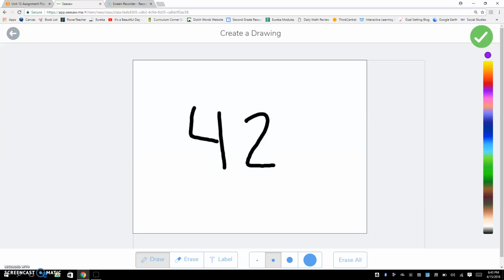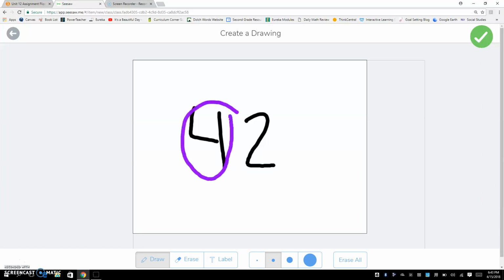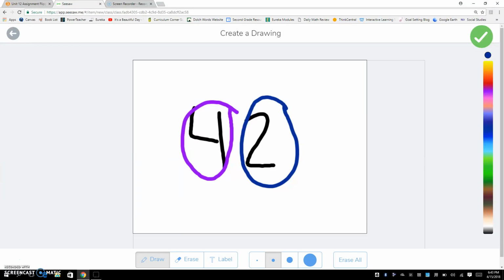Okay, point to the number in the tens place. Good. This is the number in the tens place. Now, point to the number in the ones place. Awesome. This is the number in the ones place. All right, now we are ready to subtract.